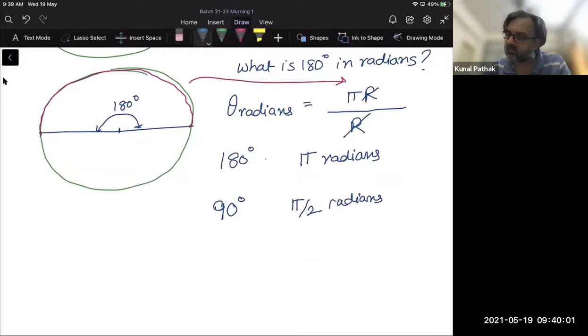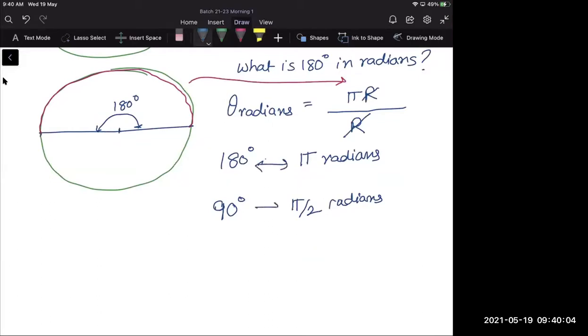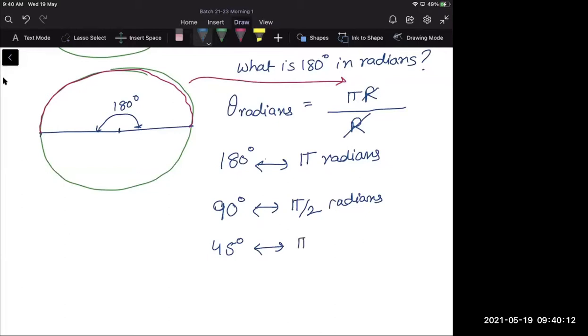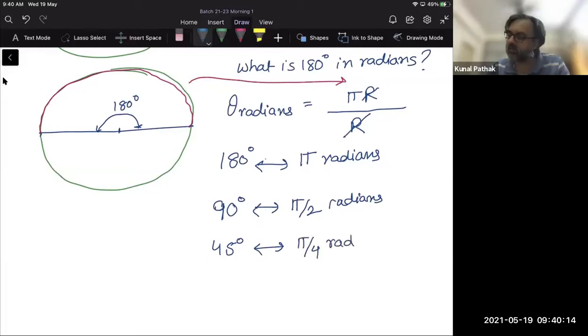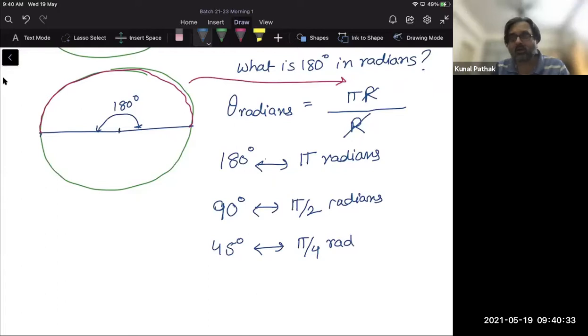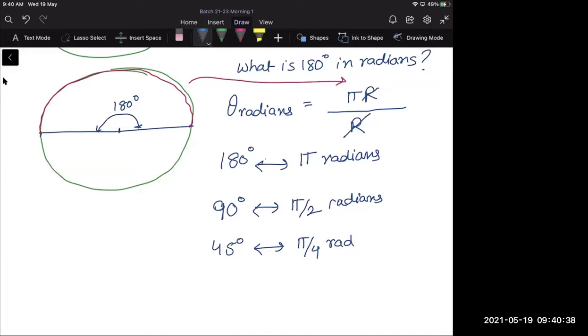Right. So what do you think 45 degrees will be? Pi by 4. And I will not write radians fully, I will just write RAD. In fact, in your scientific calculator there is a RAD symbol, and DEG, and there is a third one as well. The third one we'll study later on. Abhi nahi karenge baat.